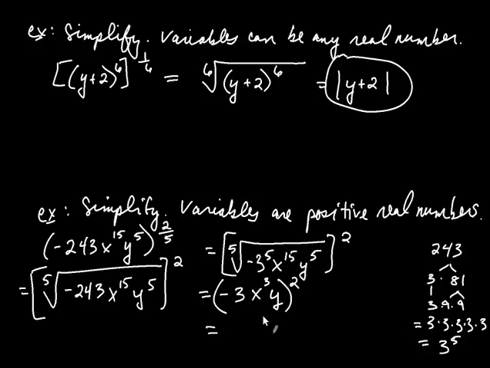And then when we square that, we get negative 3 squared is 9, x to the 6th, and then y simply squared. And that would be our answer. Now, of course, we don't have to worry about the absolute value for the reasons we discussed in this problem. Okay, let's try another one.